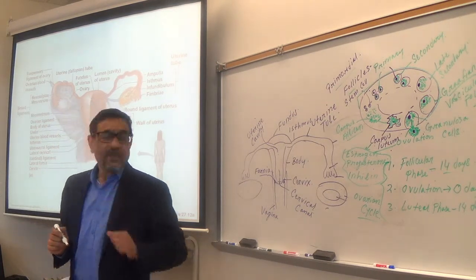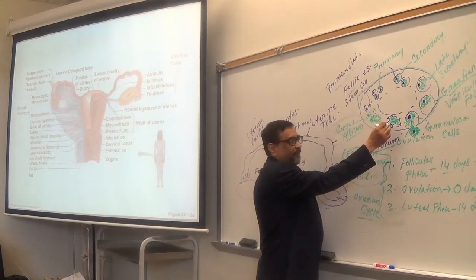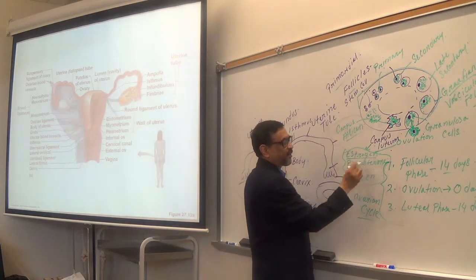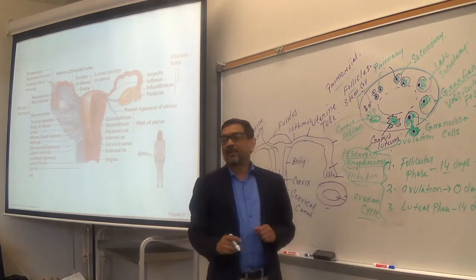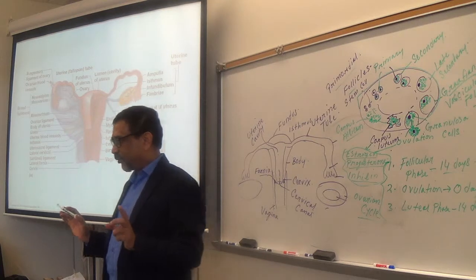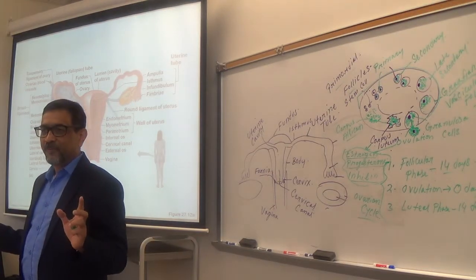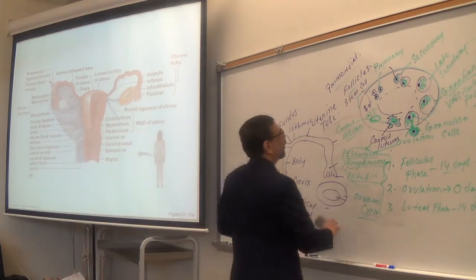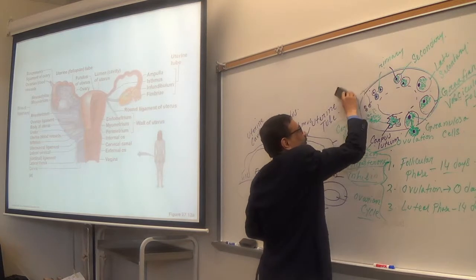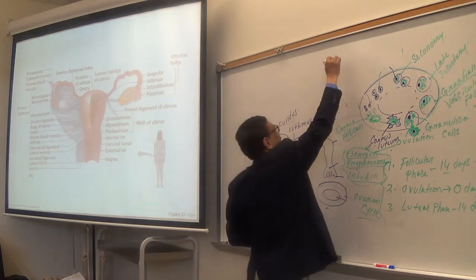So, as long as the corpus luteum is there, as long as the corpus luteum continues secreting these hormones, no further ovulation will occur. Make sense? How does that happen? Pituitary gland.